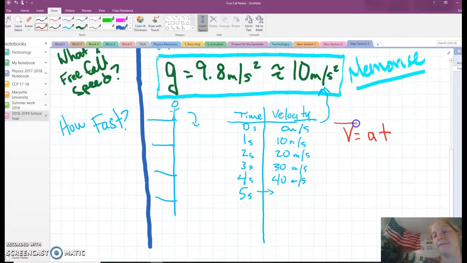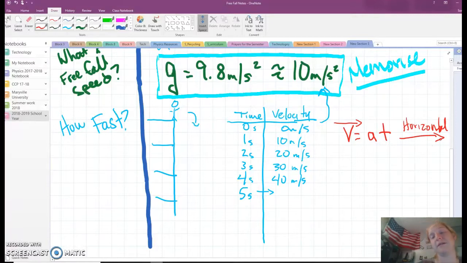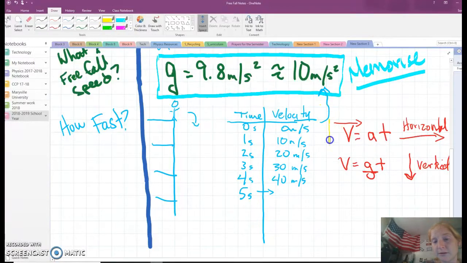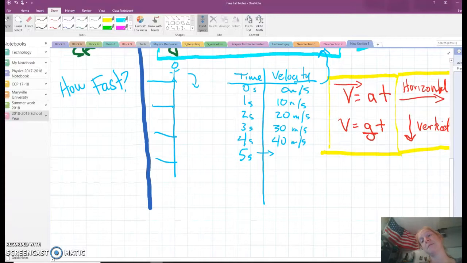So this works horizontally. If you have a sprinter on the track and they're continuously accelerating, then you can solve for their velocity. Another way you could write this is v equals gt. This is vertical, because gravity is involved. Both of these are legal for you to put on the back of your textbook, or in your notebook. I would even allow you to draw that if that helps you out. So that's how fast. All you have to do is plug in a number and solve for it. We're going to get into more complicated portions of this next class.